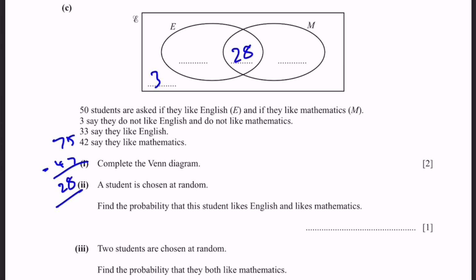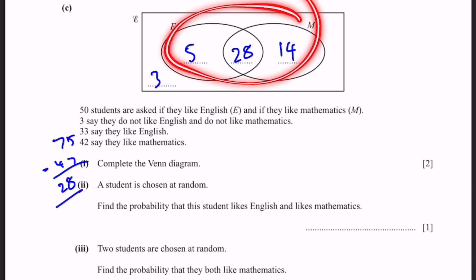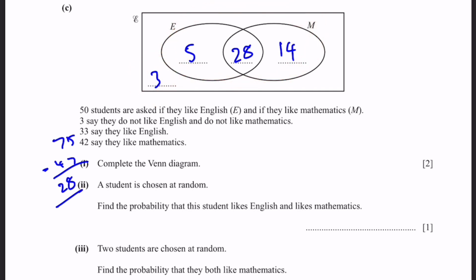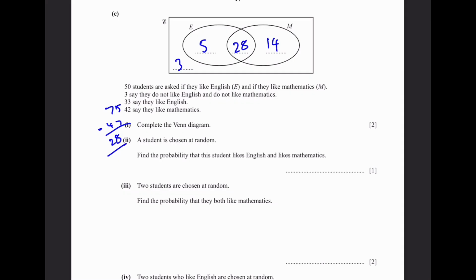And then after that, there'll be 33 minus 28, 5 people who like English, and 42 minus 28, 14 who like mathematics. So when we add it, 47, and then add 3, 50. That's the answer. Now let's go to part 2. A student is chosen at random. Find the probability that the student likes English and likes mathematics. So there are 28 people who like both English and maths, and there's a total of 50 students in the group. So this will be 28 by 50.